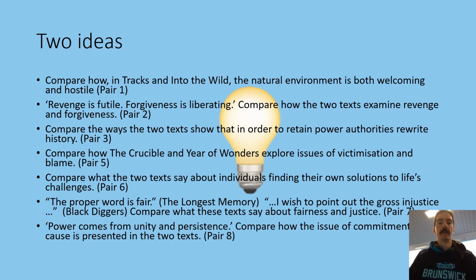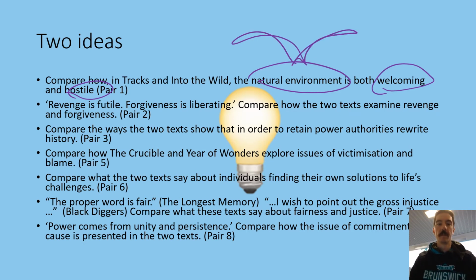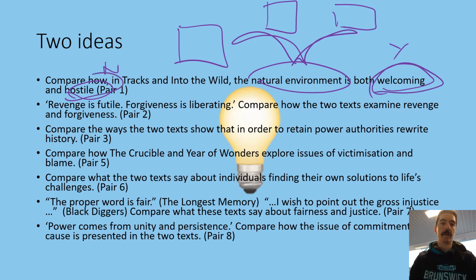Alright, the next one is obviously 2 ideas. We'll read one for an example. Compare how in Tracks and Into the Wild the natural environment is both welcoming and hostile. So this could almost be 3. Your core is the natural environment, and then you're saying is it yes or no, welcoming or hostile for each thing. To look at that, you might look at different natural environments, or you could just group them into those that are welcoming or those that are hostile.